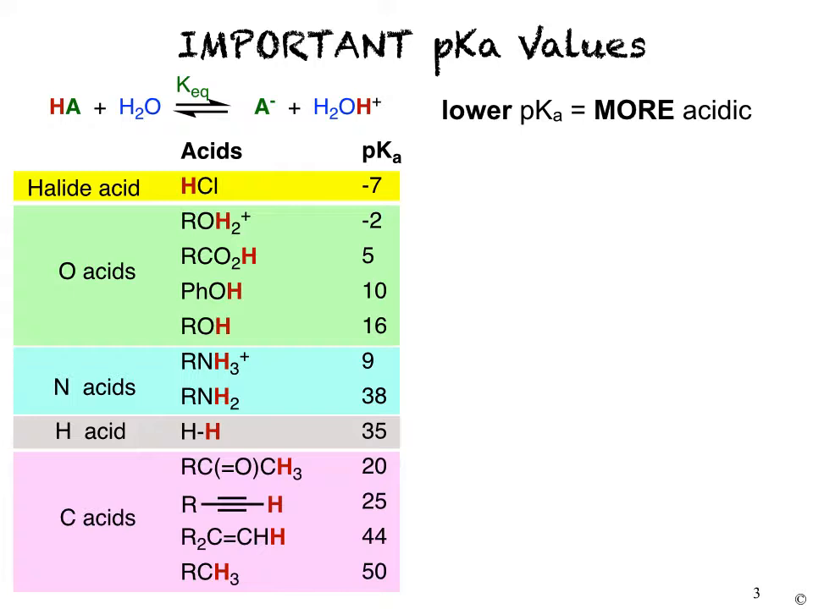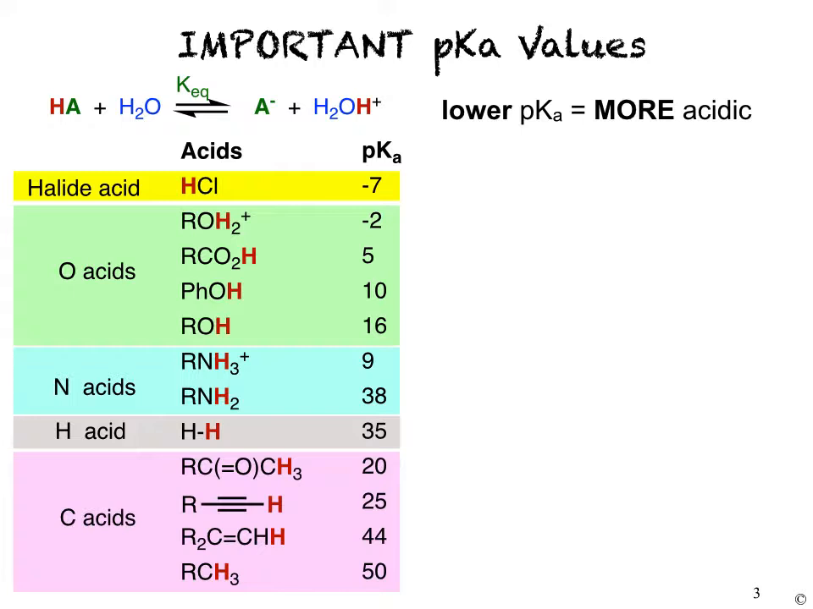The next one below is phenol, PhOH. That pKa is 10. And the one below that is an alcohol, ROH, and that pKa is 16. The R can be CH3 or CH3CH2. It could be a lot of different things. We'll see a little bit more about that later, but I want you to recognize that if you have an OH on an sp3 carbon, the pKa is going to be about 16.